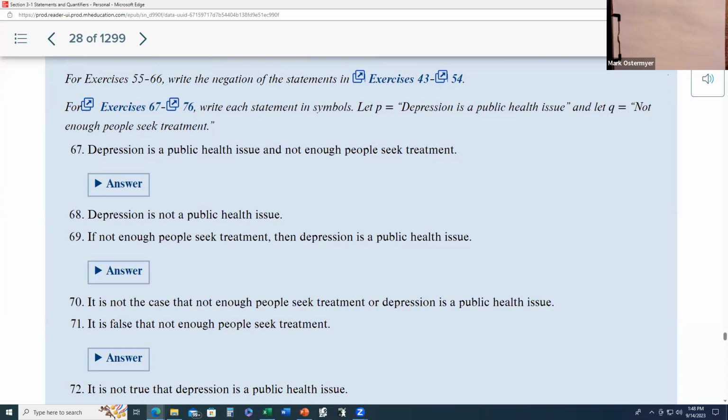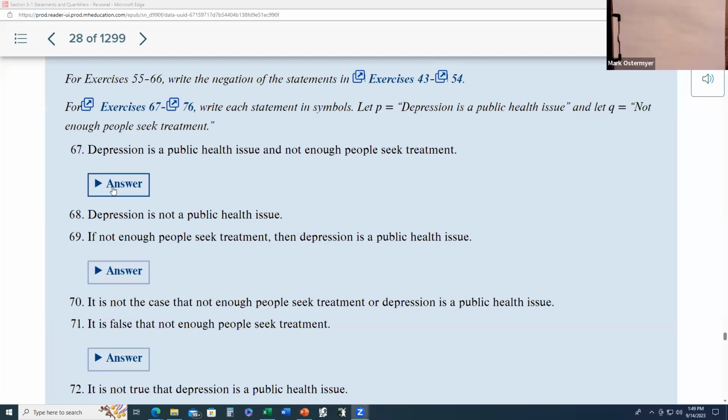It says let P be the statement depression is a public health issue. Q is the statement not enough people seek treatment. Let's try to write this statement in symbols. 67, depression is a public health issue and not enough people seek treatment. It would be P, and what does "and" mean? Conjunction, right? So P and Q. That's how you write it?